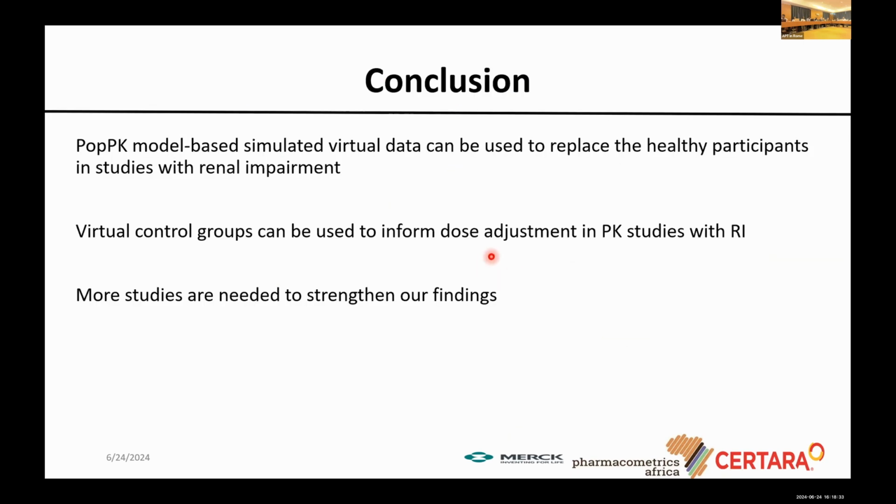So the results from our 1 case study also support that simulated data can be used to replace the healthy participants in renal impairment studies or any organ impairment study. And for our case, the virtual control groups can also be used to inform those adjustments. But more cases are needed to strengthen our findings, as we are going to carry on with case studies from more than 4 drugs.